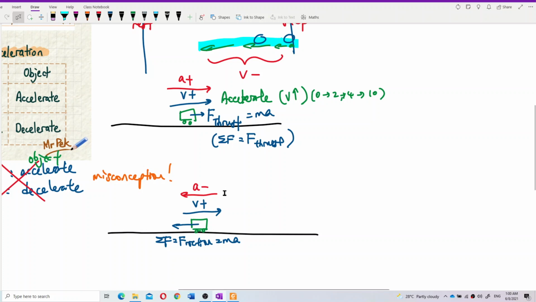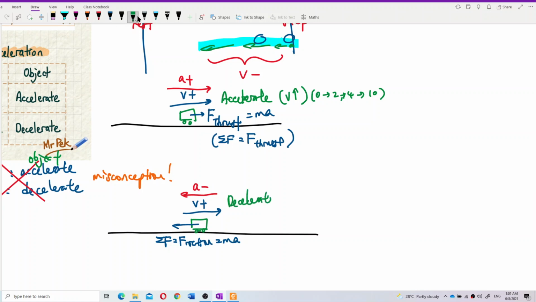Why is the acceleration to the left? Because the acceleration needs to follow the force, isn't it? The force is to the left, so the acceleration must be to the left. In this case, acceleration and velocity are in the opposite direction. So what happens when acceleration and velocity are in the opposite direction? Decelerate.